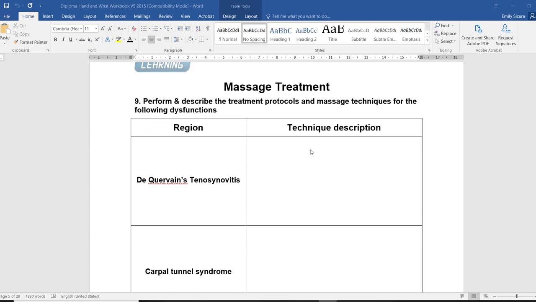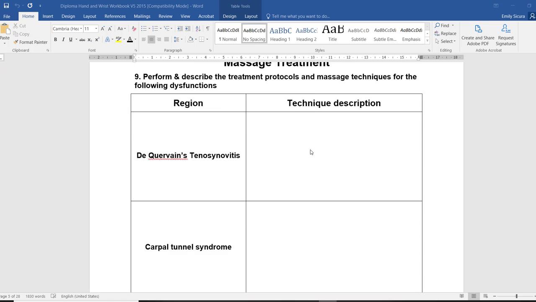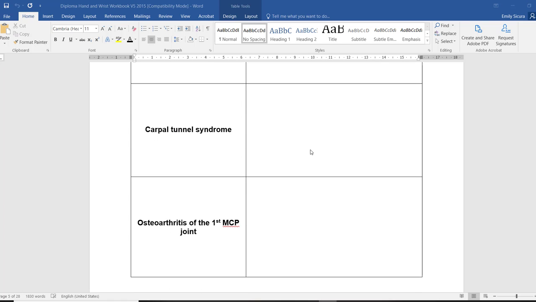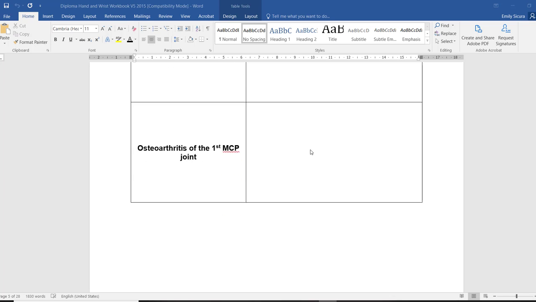And for part 9, you need to perform and describe the treatment protocols and massage techniques for the following dysfunctions. So again, the dysfunction has been given to you, but you need to let us know what massage techniques you would be completing. So de Quervain's tenosynovitis, carpal tunnel syndrome, and osteoarthritis of the first metacarpal phalangeal joint.